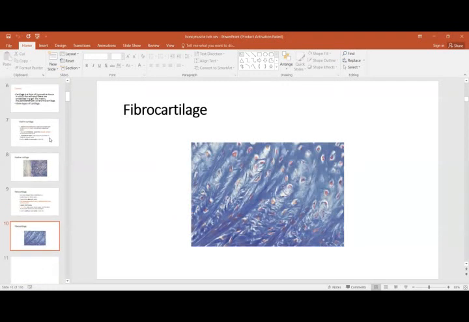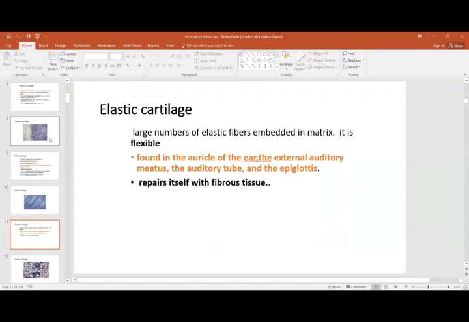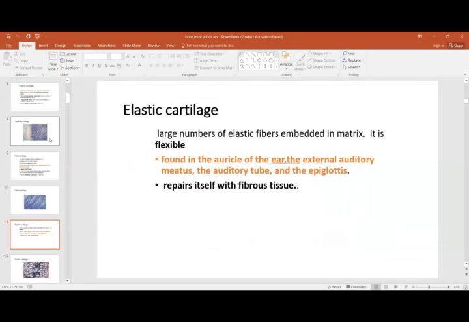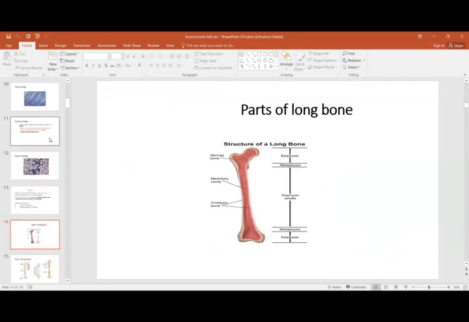Then this is, you can see plenty of fibers. Then you have the elastic fibers. As the name says, you have plenty of elastic fibers in it. This gives you the elasticity. It is seen in the auricle of the ear, the external auditory meatus, auditory tube, and the epiglottis. These are examples of the elastic cartilage. See plenty of elastic fibers in the background that gives its name as the elastic cartilage.